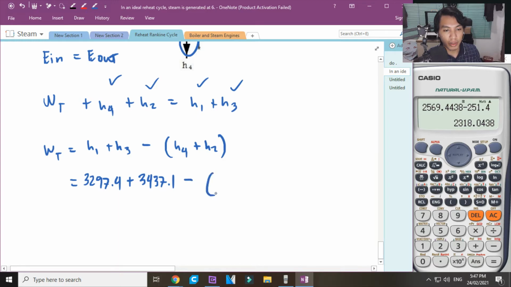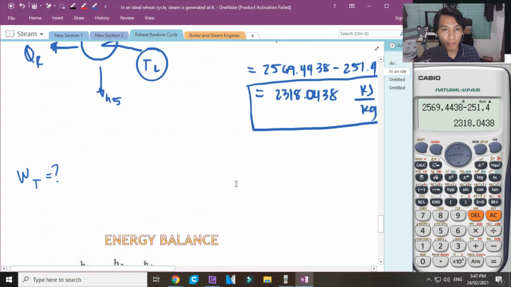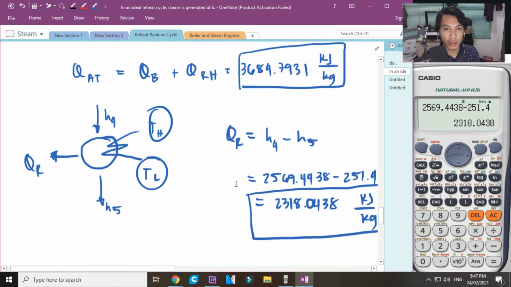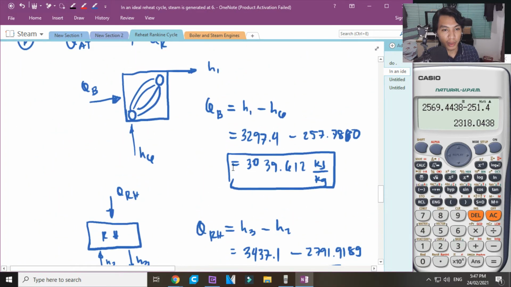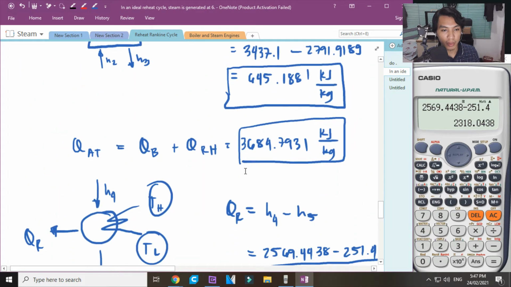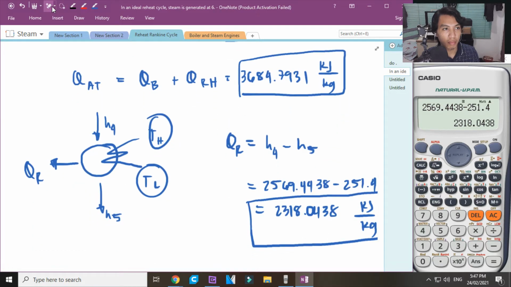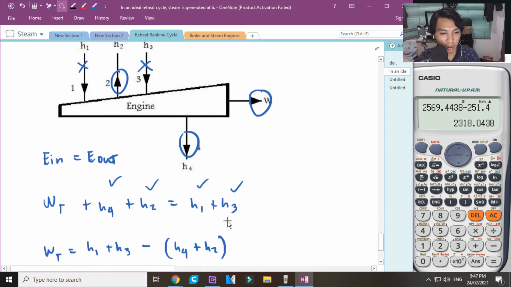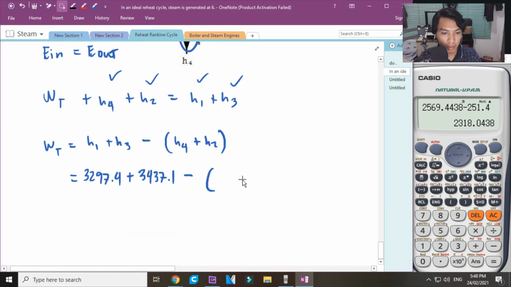Minus yung H4 and H2. H4 is H4. Yun. Laso ulit natin yan. Di ba? Ang tawag dyan, diskarte. Tapos, paste mo dito. Yan. O, di ba? Hindi ako nahirapan.